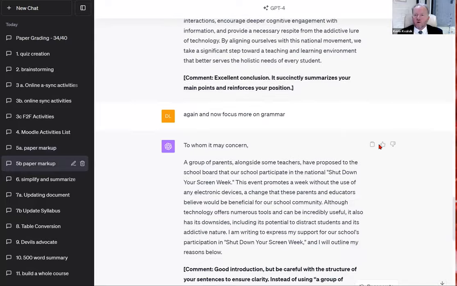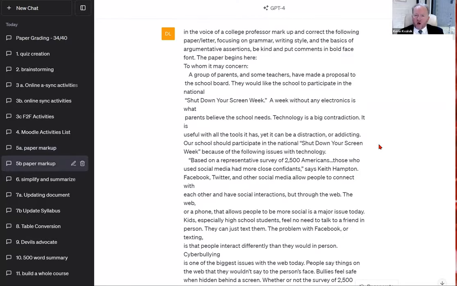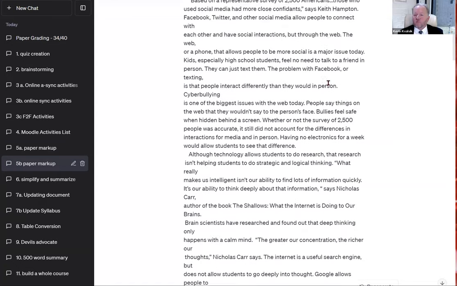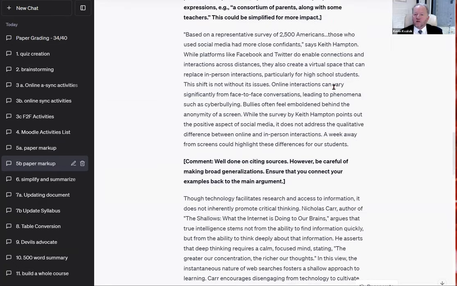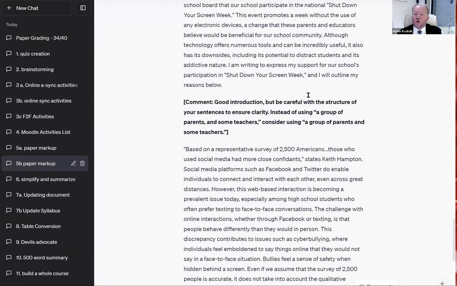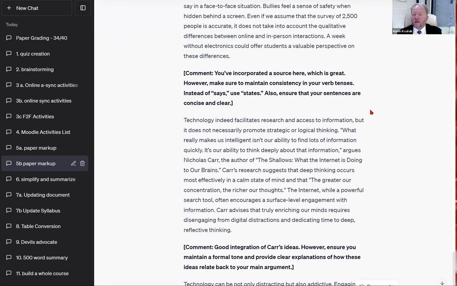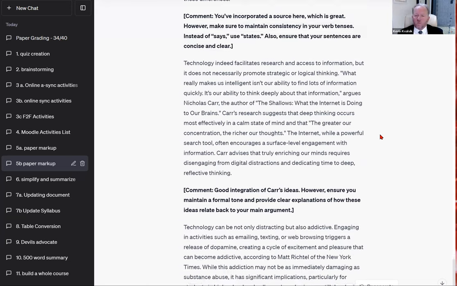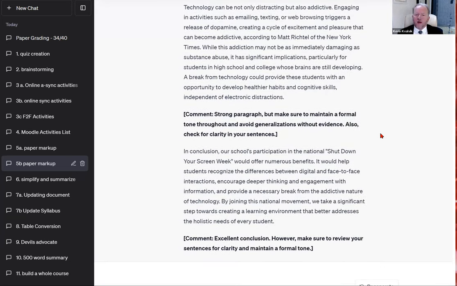The next paper I have, and it always opens at the bottom of the chat. I say, in the voice of a college professor, mark up and correct the following paper, letter, focusing on grammar and writing style, much the same. And it goes through and does that. And then after it does, now you say, and again now, focus more on grammar. So it does that. And I know all the scrolling, when you can't read it, you're just sort of having to take my word for it. But you can see that it will alter that and just focus on those specific areas, if indeed a paper markup is something that would be appropriate in your mind.